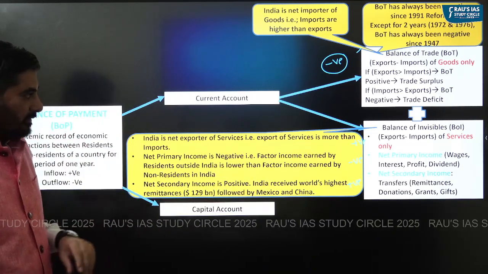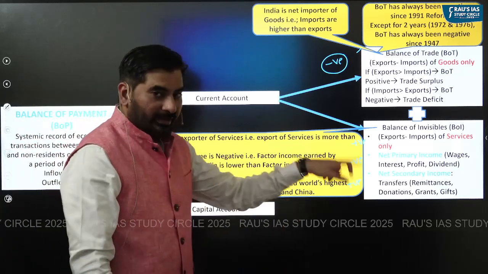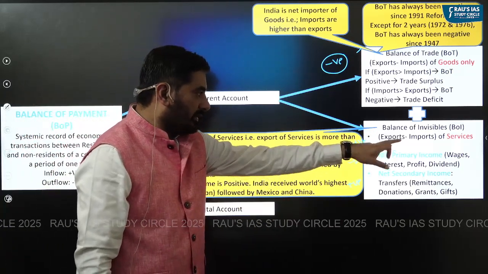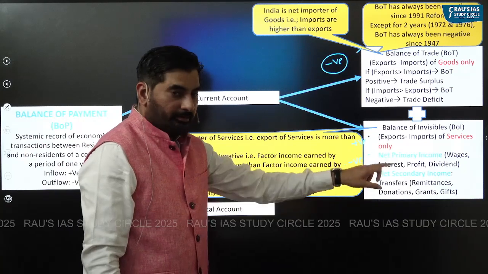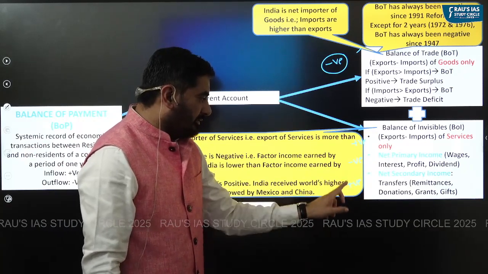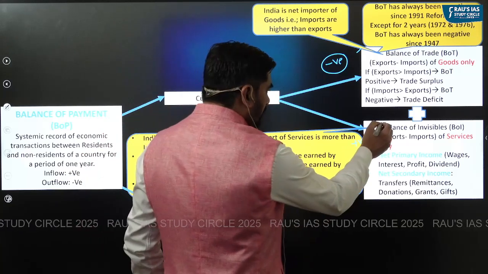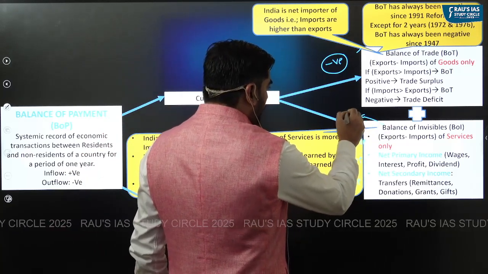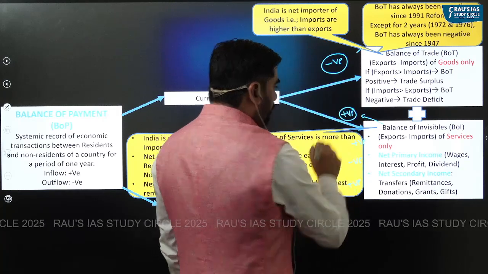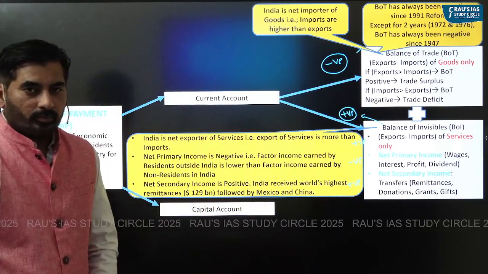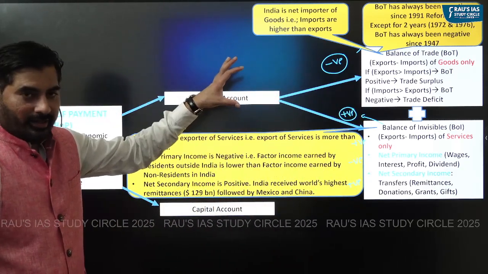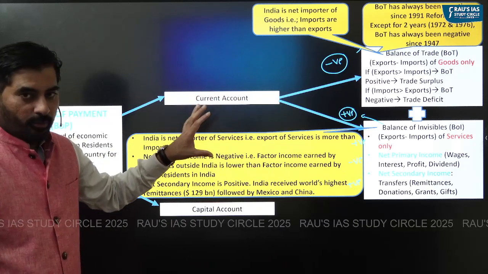So look at this. Balance of invisible services is positive. Net primary income is negative. Net secondary income is positive. Overall, if you see, balance of invisibles is positive. Trade is negative, balance of invisibles is positive.